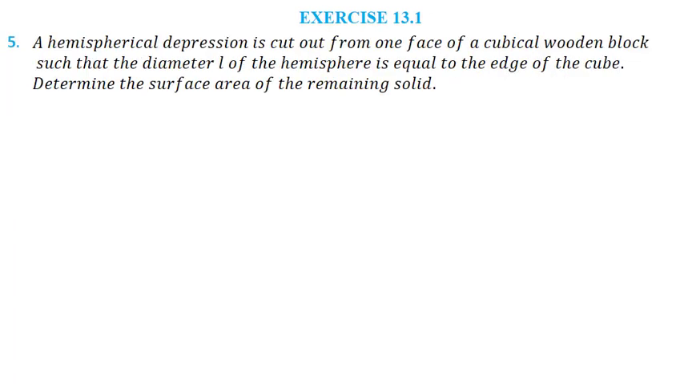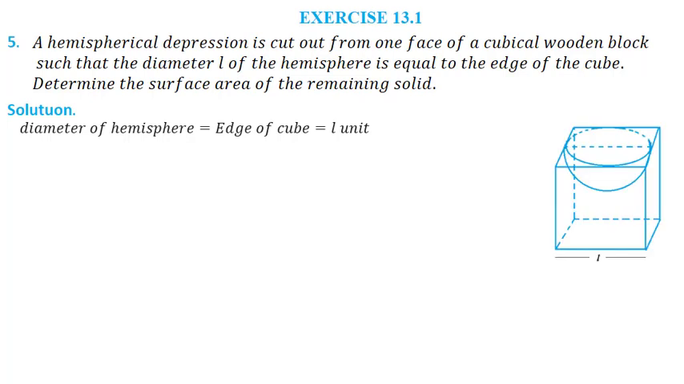A hemispherical depression is cut out from one face of a cubical wooden block such that the diameter L of the hemisphere is equal to the edge of the cube. Determine the surface area of the remaining solid. Now here no numerical value is given. What they have given is that the diameter of the hemisphere is equal to the edge of the cube, right? So see, this is how we can visualize the thing. It is given that the diameter of the hemisphere is equal to the edge. So the radius will be L by 2.